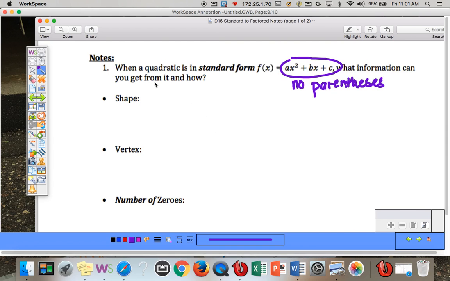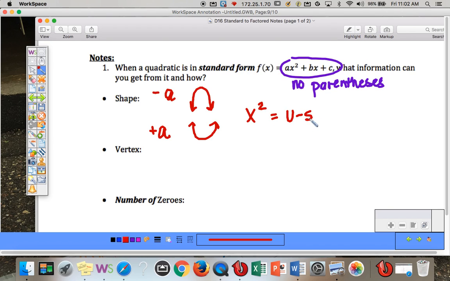What information can you get from it and how? Well, one of them is the shape of the graph. If you look at the A value, if it's -A, it's going to be upside down. If it's positive A, it's going to be right side up. So you can tell the shape of the graph, and that it's a quadratic because x squared is the highest power. So this means U-shaped graph.